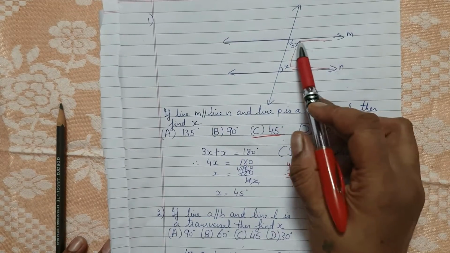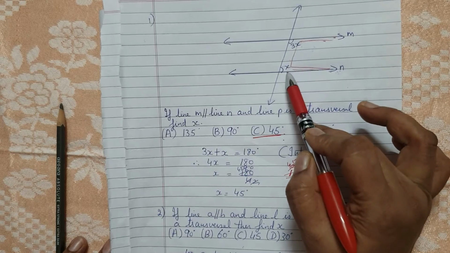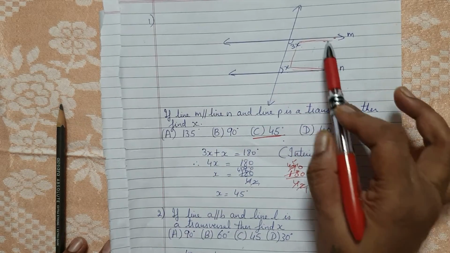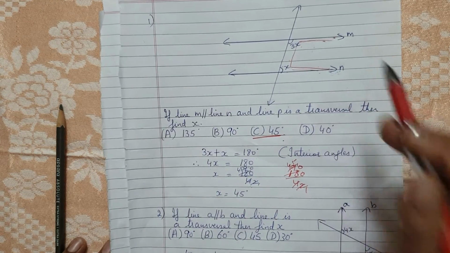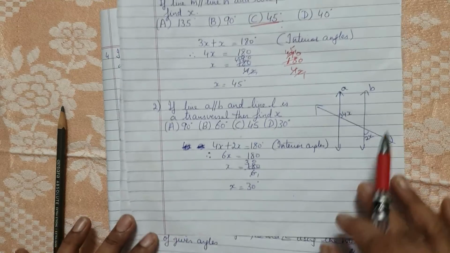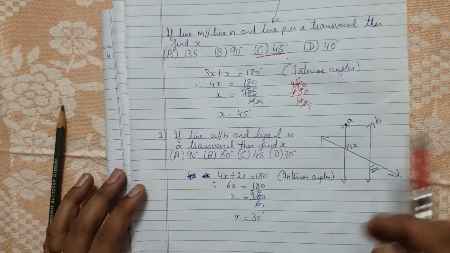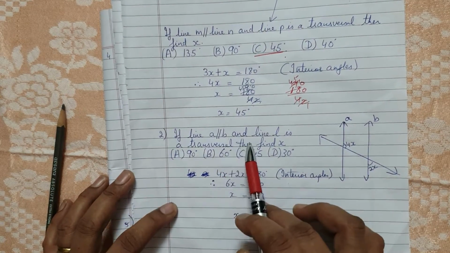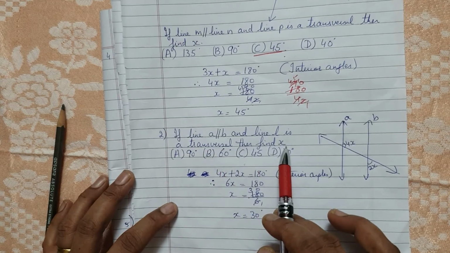So you understood what interior means? Interior means inside. 3x plus x is equal to 180 degrees. Interior angles are supplementary angles and their measures are 180 degrees. Now let's do the second sum. The second sum is: if line A is parallel to line B and line L is a transversal, then find x.